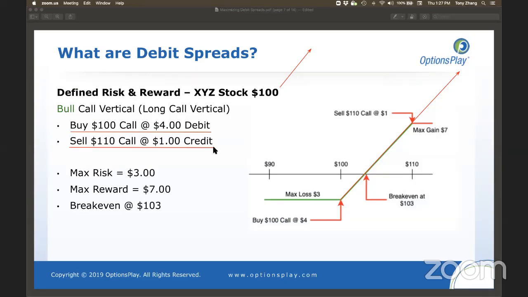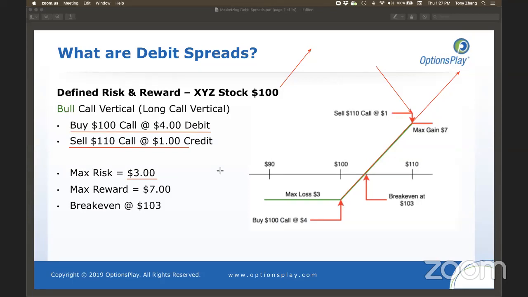So what we're doing effectively is selling a higher call instead of just buying a 100 strike call and hoping that the stock goes to infinity. We're effectively selling off the gains above a certain amount for some credits. And the credit that we receive will reduce the cost of the overall trade. So instead of costing me $4 to get into this bullish trade, it's now only costing me $3. And just by reducing that $1, I've reduced my overall risk from $4 a share to $3 a share.